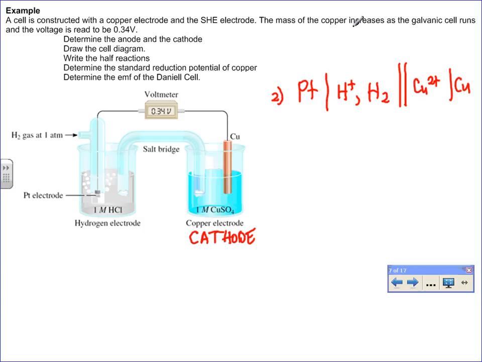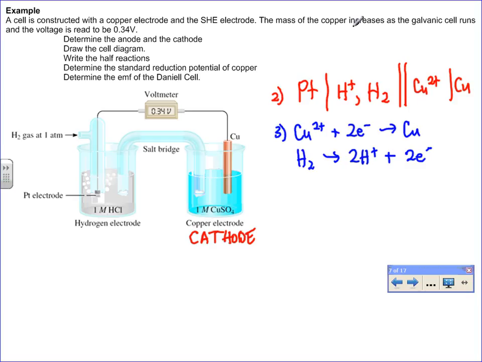For the half reactions, we know at the cathode that the copper ions are gaining electrons to form copper. And in this case, the SHE electrode is undergoing oxidation, so the oxidation reaction for that is the hydrogen gas being oxidized to hydrogen ions. So these are the two half reactions that are occurring in this cell.